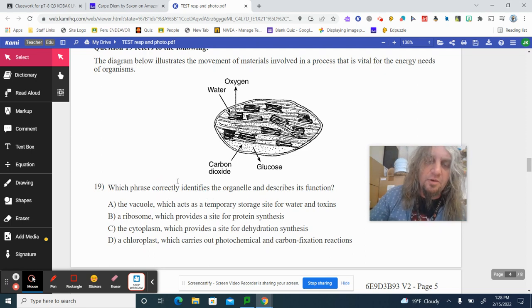A, it's the vacuole, which acts as a temporary storage site for water and toxins. B, it's a ribosome, which provides a site for protein synthesis. C, it's the cytoplasm, which provides a site for dehydration synthesis. Or D, it's a chloroplast, which carries out photochemical and carbon fixation reactions.